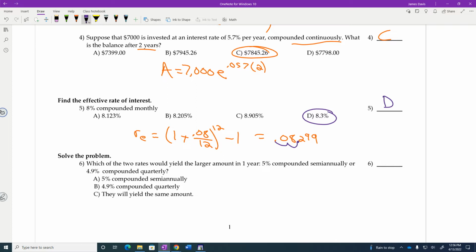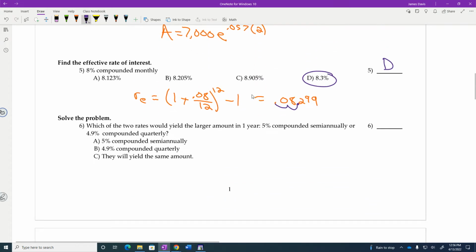How many questions on the next page involve effective rate? Just the other 2, this one and the next one. But all you've got to do is plug it into the formula. So this one's kind of like that bank question we did where we compared Huntington, Park National, and PNC. Which of the 2 rates would yield the larger amount in 1 year? 5% or 4.9%? So we're going to use the same effective rate formula. R sub E is 1 plus 0.05, semi-annual is 2, to the 2nd power, minus 1.